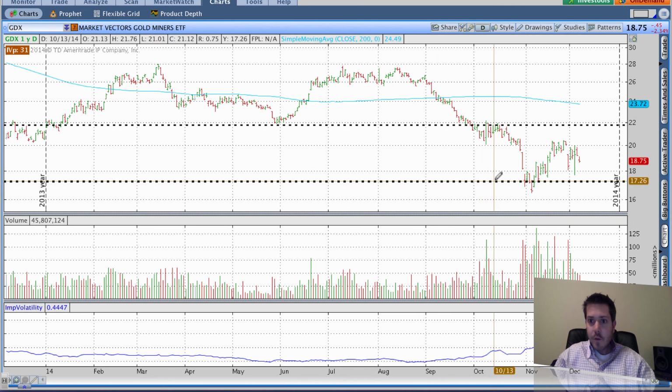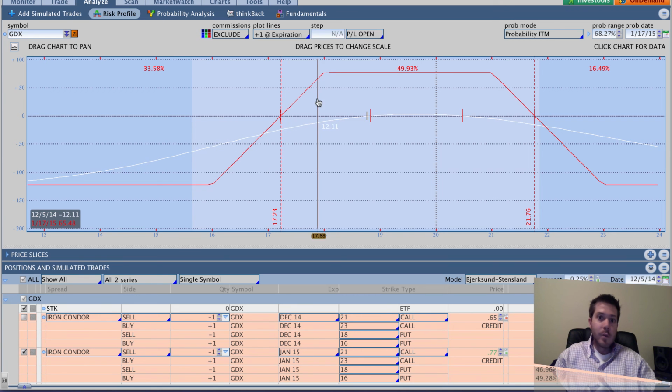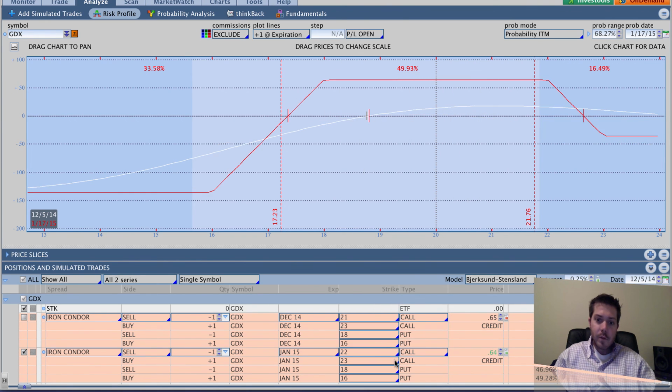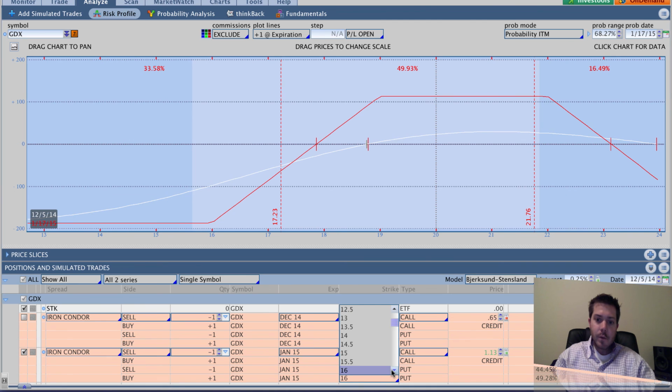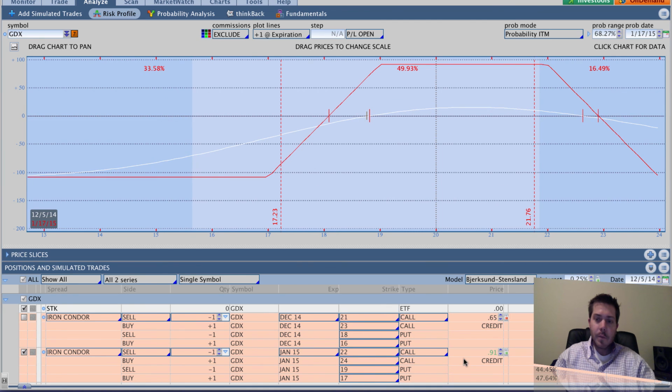Well, if you say to yourself, you know what, I'm still comfortable with taking a little more risk on the downside, and I still want a little more room on the upside, and I still want to keep my short strike width at 3, you can just move the whole thing up again and go to 22 on the short call, 24 on the long call, 19 on the short put, and 17 on the long put.